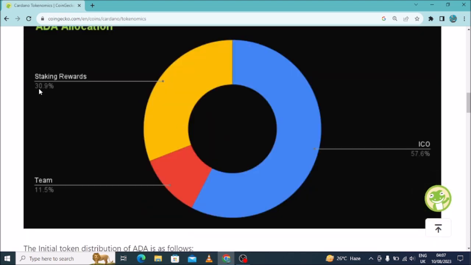So you can see that 30% is in staking rewards. When people staked, they took 30% in rewards, and all of them right now are holding them in rewards. And the team as of now is holding 11.5% of the whole coins that were made. So this is the allocation of ADA. 57.6% was used in the ICO, or initial coin offering.